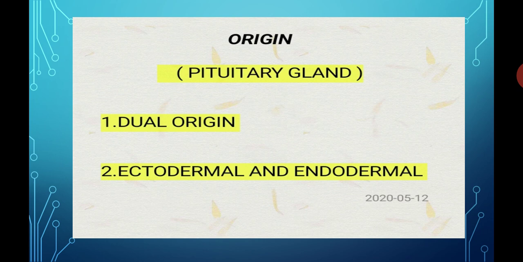Pituitary gland is ectodermal and endodermal in origin. That means both the lobes of the pituitary gland develop from different parts of the embryo. So the pituitary gland has a dual origin. This is about the external morphology of a pituitary gland.